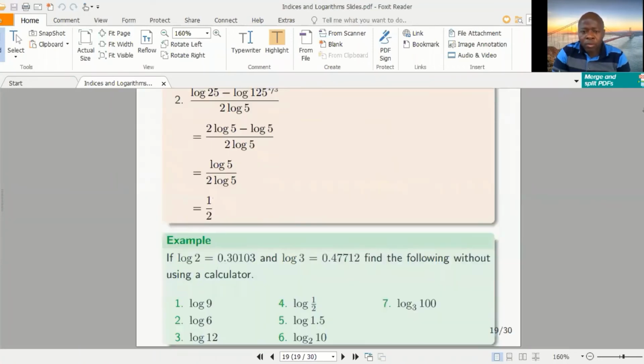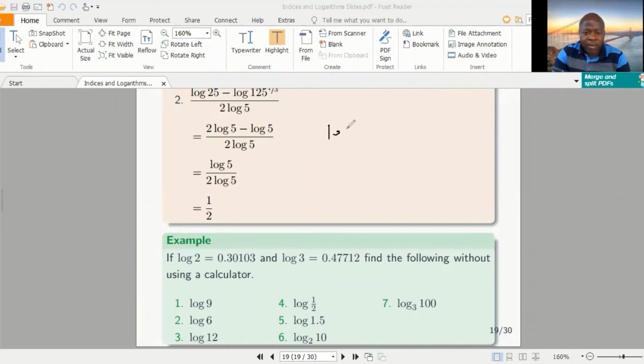Now, I want to show you this example, and then I'll show you the same example using another method. The question is, you're given the log of 2 as 0.30103. You're also given the log of 3 as 0.47712. And we are required to use this to get the log of 9. So this question is about you thinking of how to express 9, either in terms of 2, or in terms of 3, or in terms of both 2 and 3. It's up to you to think of how to do this.